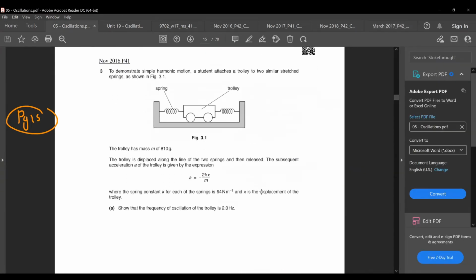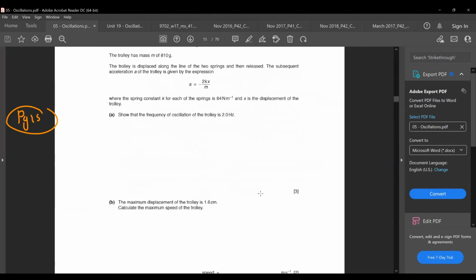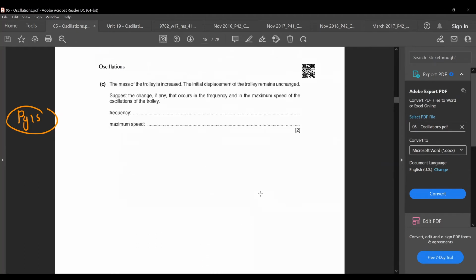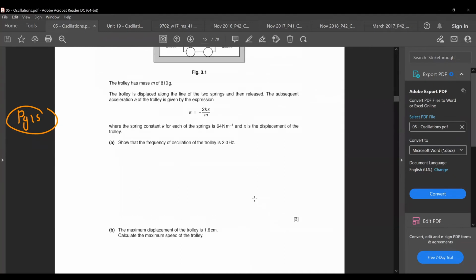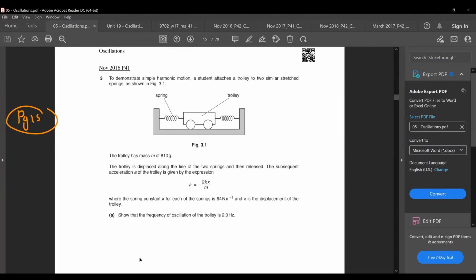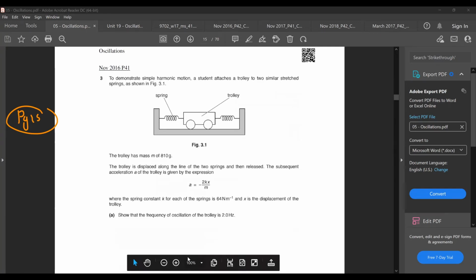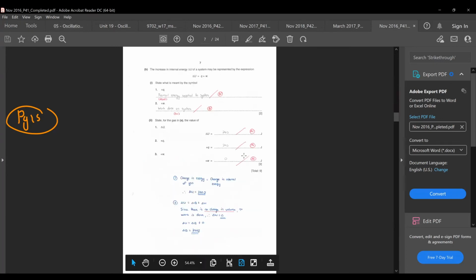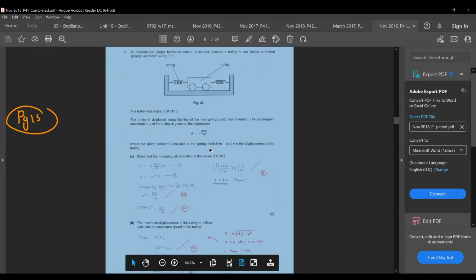Okay, this one is page 15, right? So page 15 is November 16 P41. Let me just have a look at the other question here. November 16 P41 would be this one. Okay.